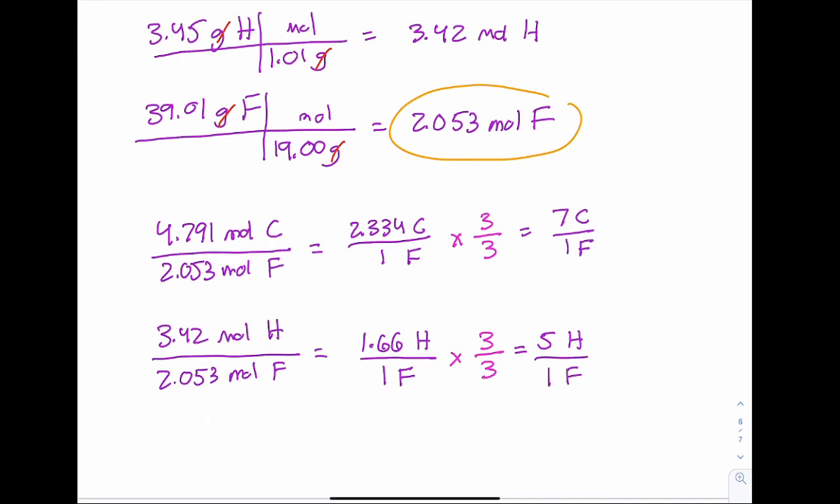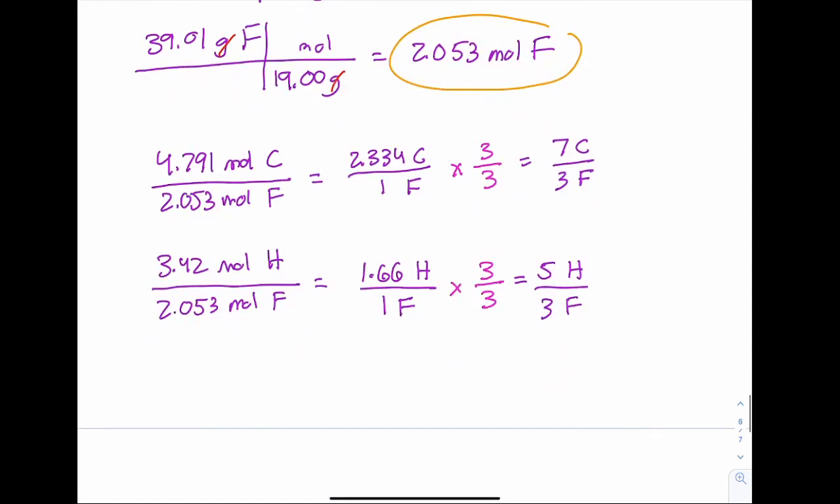Oh, did you guys see what I just did? I harp forever about making sure you multiply them both, and I didn't do that. I wrote it, right? I put a 3 there, but then I didn't do it. So 5 hydrogen for every 3 fluorine, right? 1 fluorine multiplied by 3 gives me 3 fluorine. And then 7 carbon for every 3 fluorine. If I had different numbers of fluorine on the bottom, then the ratios wouldn't make sense. Now I'm just going to turn those into my subscripts. So I have C7, 5 hydrogen, and 3 fluorine. So that would be my empirical formula for this one.